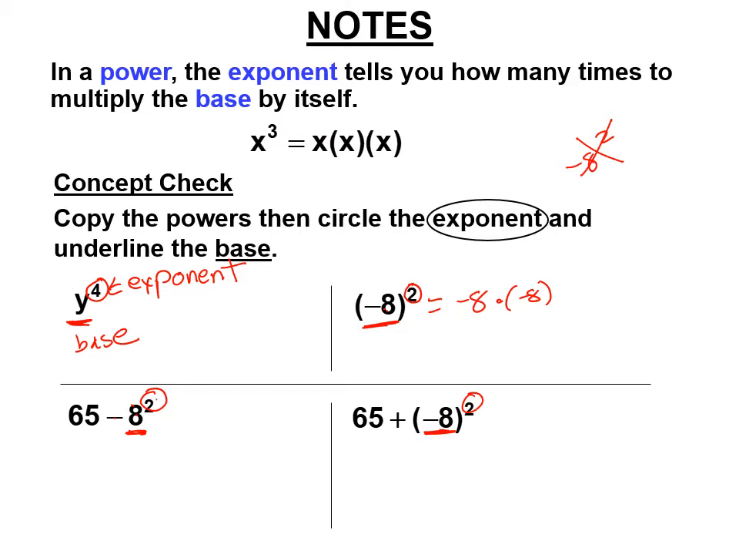Here you'd have 8 squared, 64, and it'd be 65 minus 64, or 1. This, you do -8 squared, and you'd get 65, and -8 squared is positive 64. You'd add those two together, get 129. So all I did was add some parentheses, and it totally changes the problem because the base of the power changes.